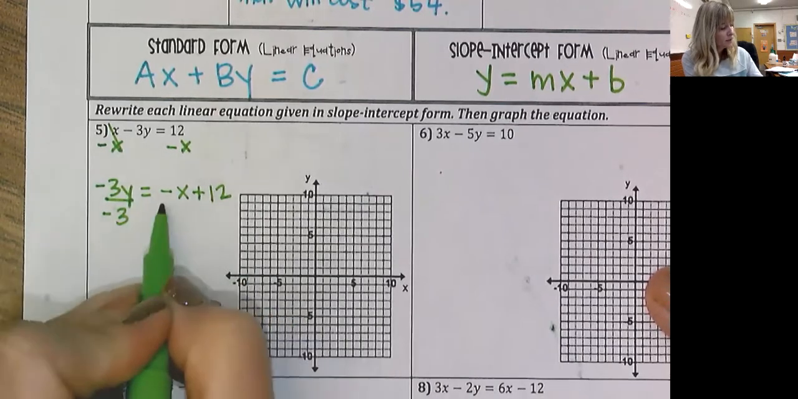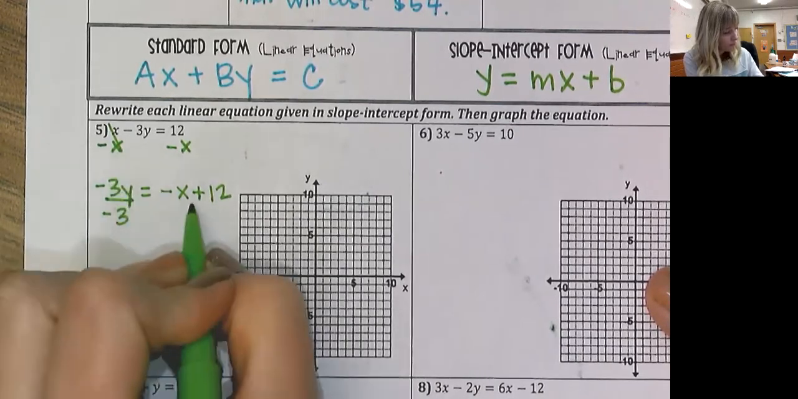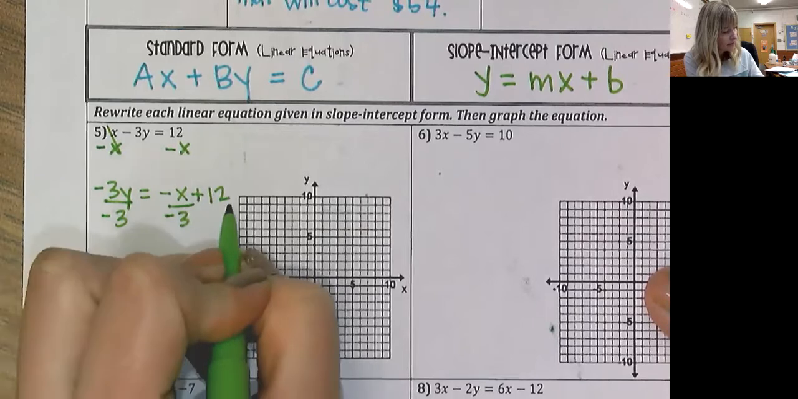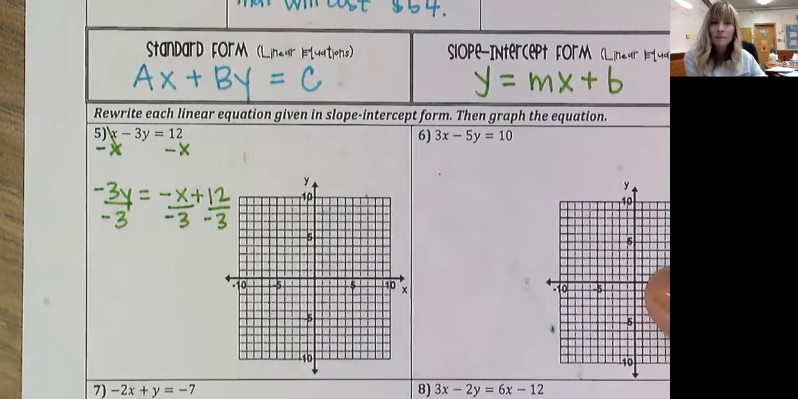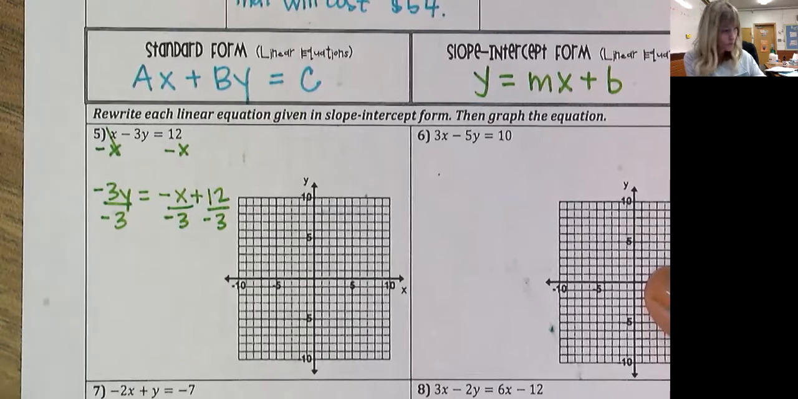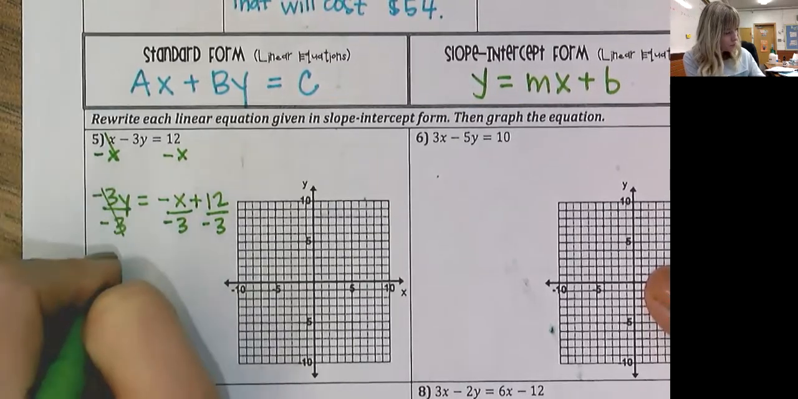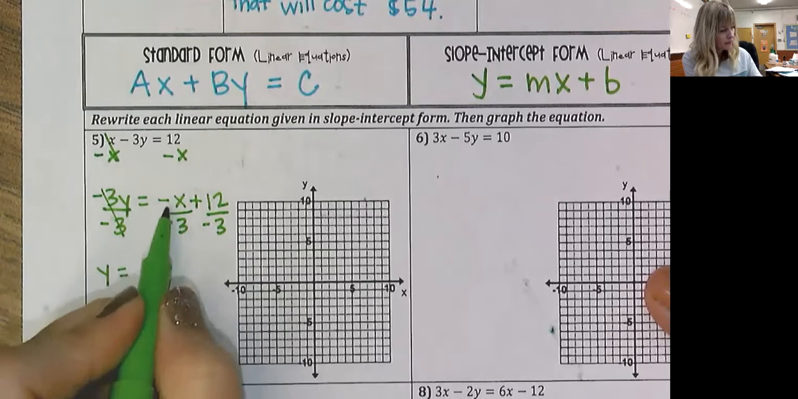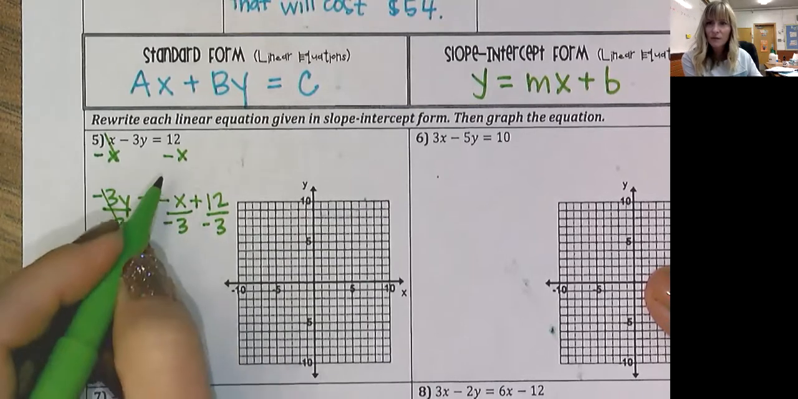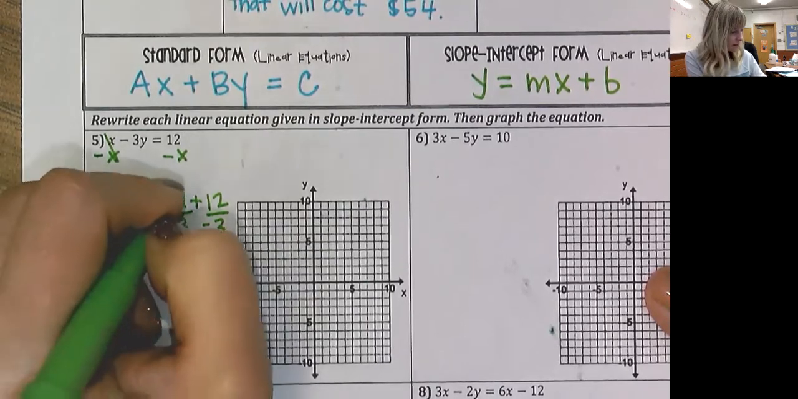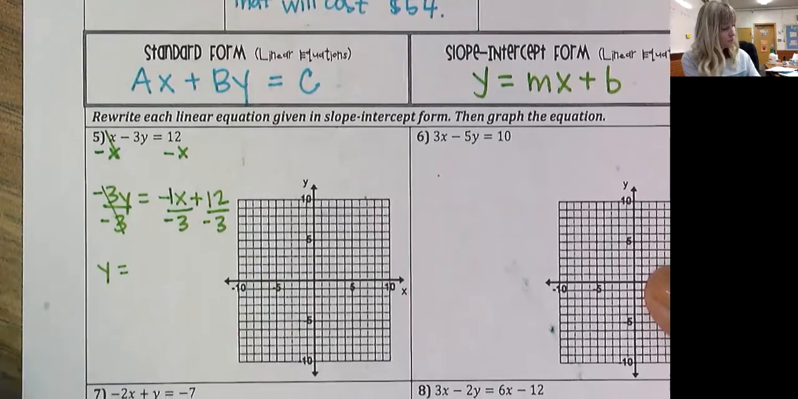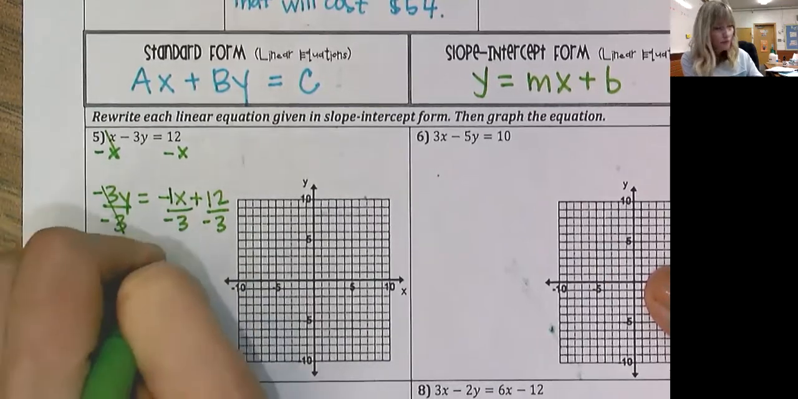Some people like to do the big bar. That helps them. Some people feel like they forget unless they separate it out. It all means the same thing, so you do whatever works best for you. So that turns to 1. Careful right here. What is that? What's really in front of this x? A negative 1, right? So if I have negative 1x over negative 3, do you know what I really have?